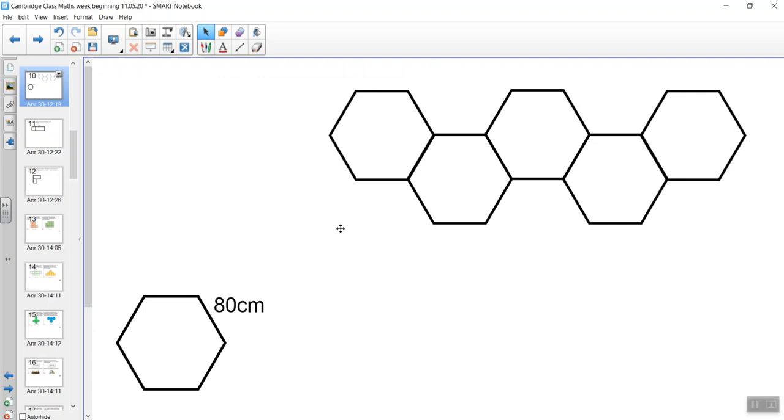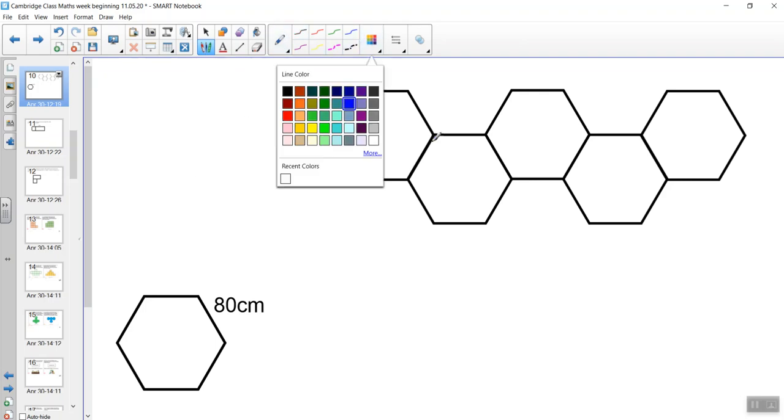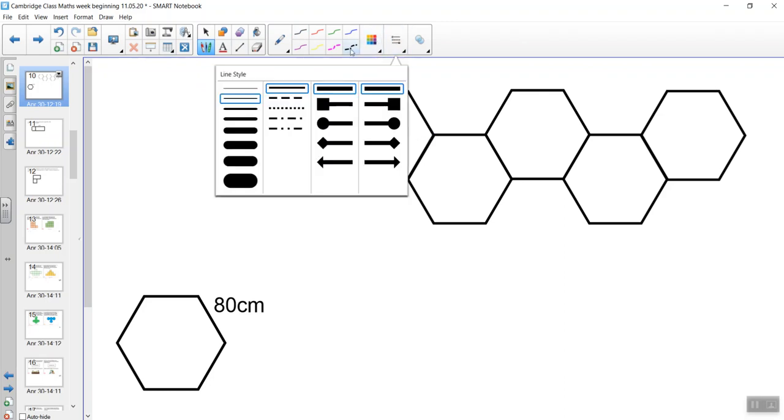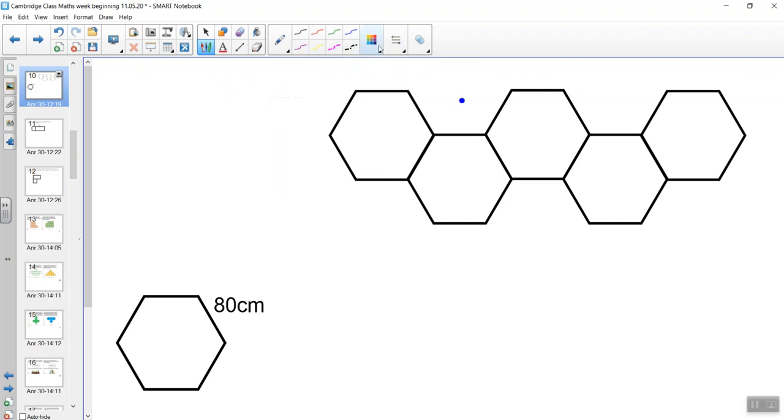So here's the perimeter of my shape, and we're going to go the distance all the way around the outside. The first thing I think I might do, because I can do this on my whiteboard, is to cross out the sides we don't need. We only want the sides that go around the outside.